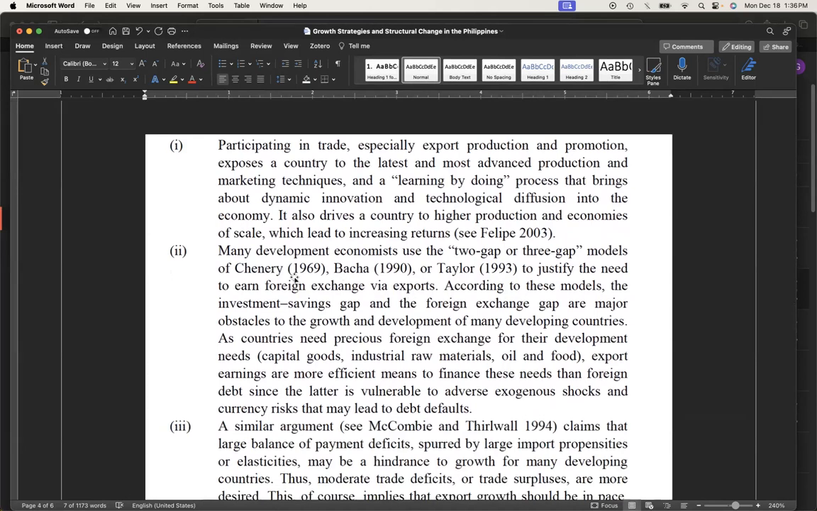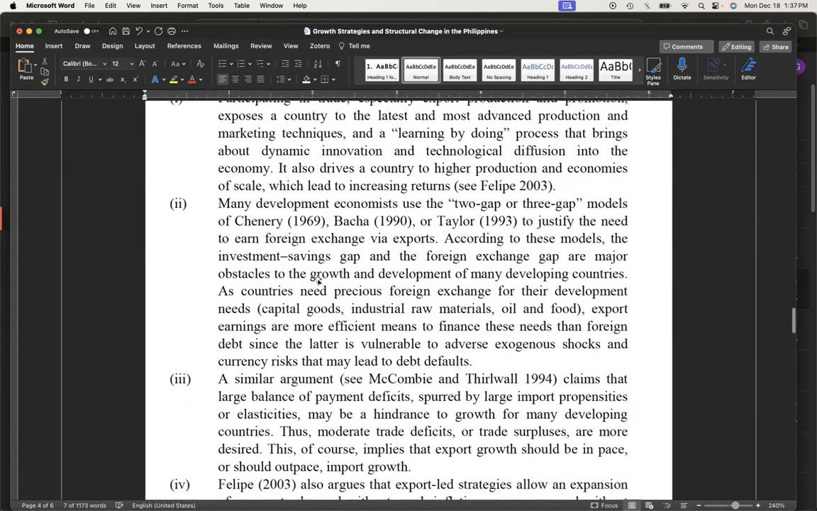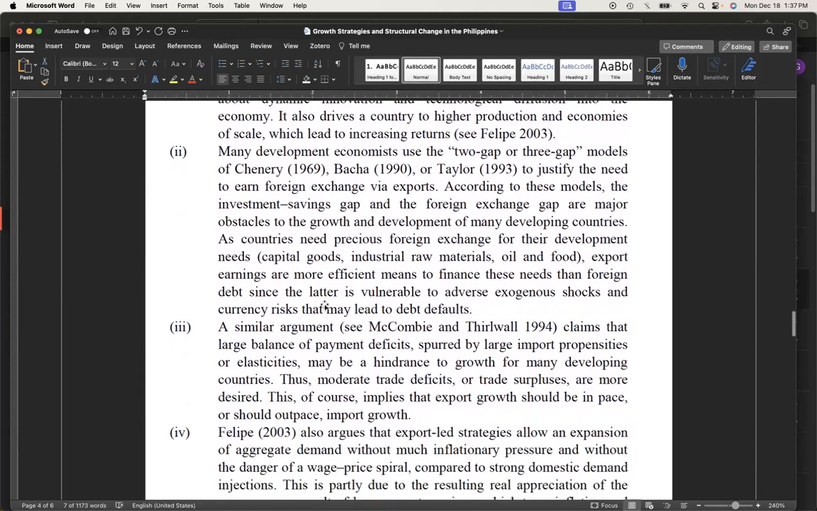A lot of these have a BOP benefit because if you export, you earn foreign exchange, like we discussed in our BOP chapter. If you have a current account surplus, that means you're accumulating foreign exchange. And in the language of ManQ, you're having a net outflow. CA is net outflow of capital, correct? Now, according to these models, the investment-savings gap and the foreign exchange gap are major obstacles to growth and development. Foreign exchange is necessary for development, right?